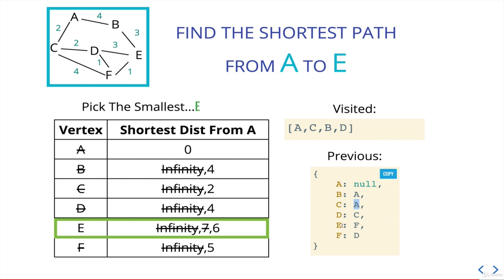The shortest way to get to E is through F. And from F, first we go through D. From D, we go through C. C to A. So this is our shortest path: A, C, D, F, E.